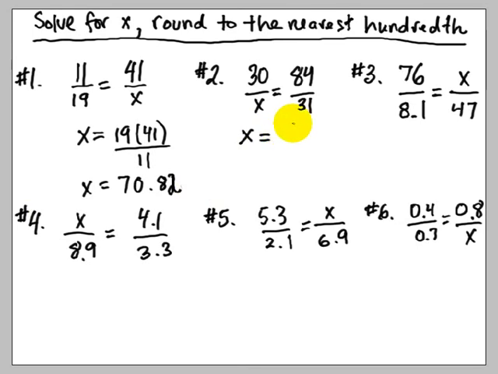All right, this one. This is the cross with both numbers. So I'm going to multiply those two, 30 times 31, and then divide by the number that hasn't been used yet, which is 84 in this case. 30 times 31, I go to my calculator, divided by 84. Rounding to the nearest hundredth gives me 11.07.